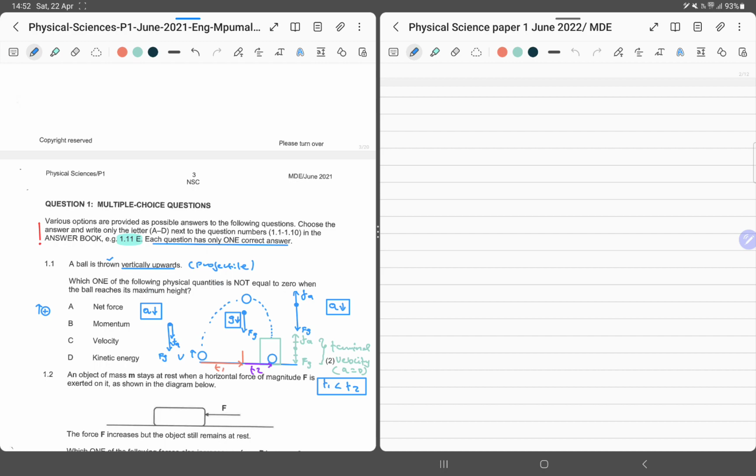What else can we learn? We will also learn that the velocity with which it left the ground and the velocity with which it reaches the ground are not equal. So we can call that one the initial velocity, and then we call this one the final velocity. So we know that the initial velocity is greater than the final velocity.